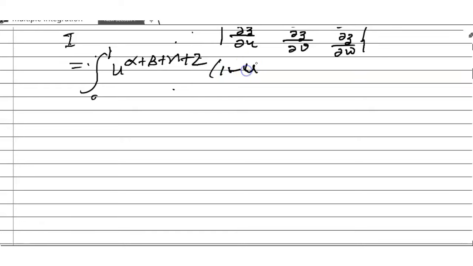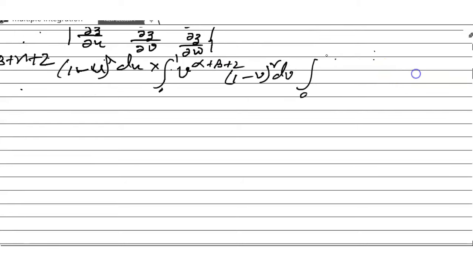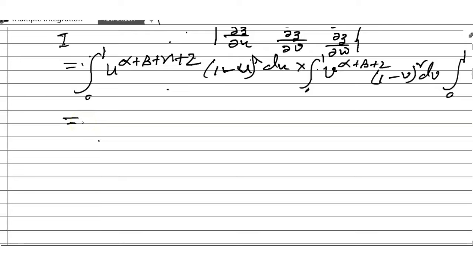So whatever I get, 0 to 1 u to the power alpha plus beta plus gamma plus 2 e to the power lambda du, into 0 to 1 v to the power alpha plus beta plus 2, 0 to 1 w to the power alpha into 1 minus w to the power beta. So friends, this is the formula of the beta function.